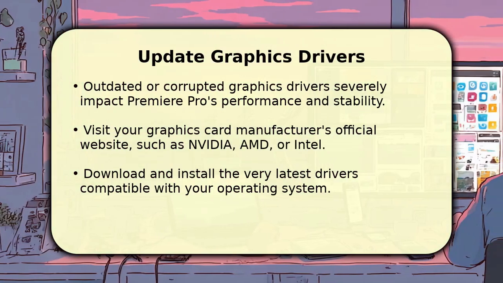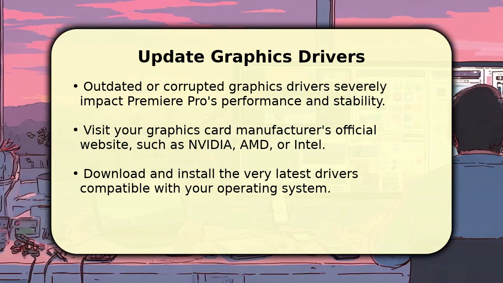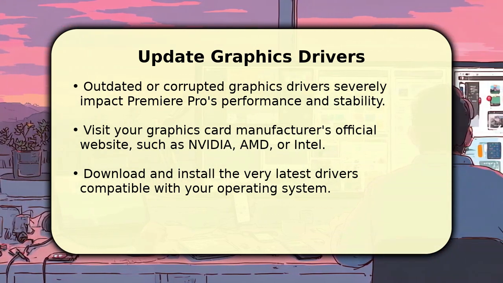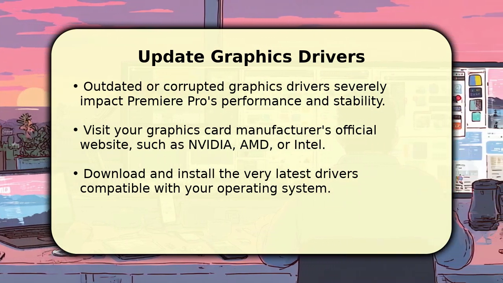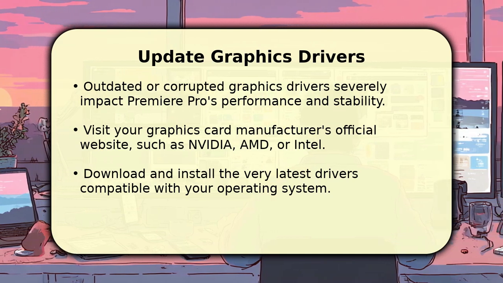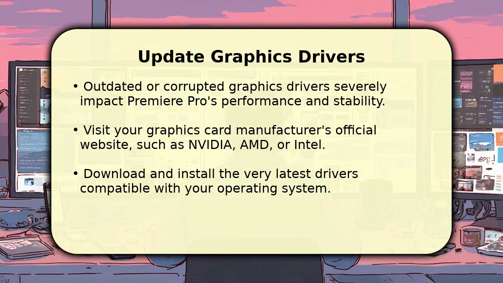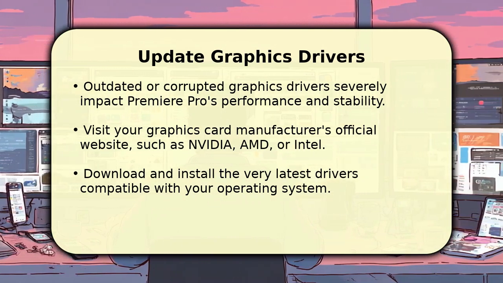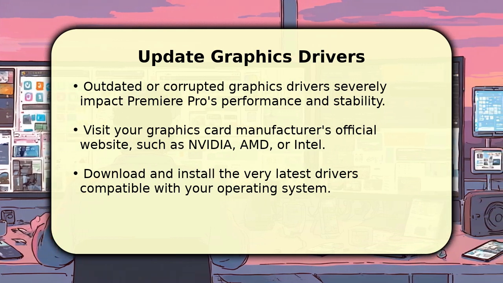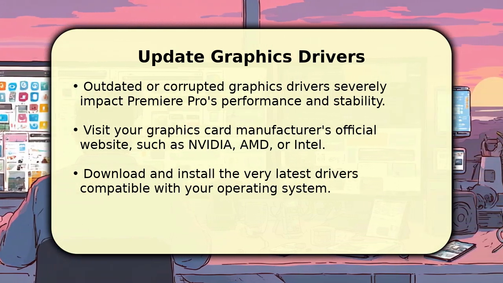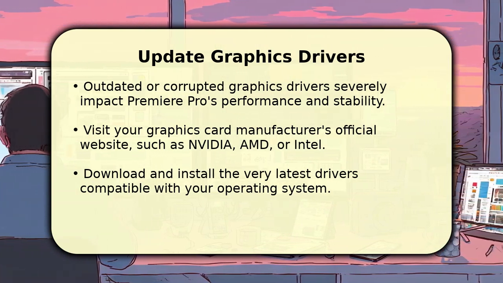An outdated graphics driver is another common reason for Premiere Pro errors, including error code 3. Your graphics card powers much of the video processing, so ensuring its drivers are current is essential for smooth operation. Visit your graphics card manufacturer's official website, like NVIDIA or AMD, to download the newest drivers. Install these updates, and then restart your computer to ensure they take full effect. This critical update usually takes about 10 to 15 minutes.